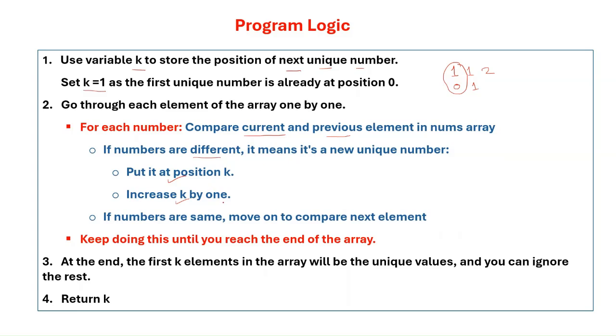If current and previous numbers are same, then we will not do anything. We will move on to compare the next element. We will keep doing these steps till we reach end of the array. At the end, the first k elements in the array will be unique values and we can ignore rest of the array, and finally we return k.